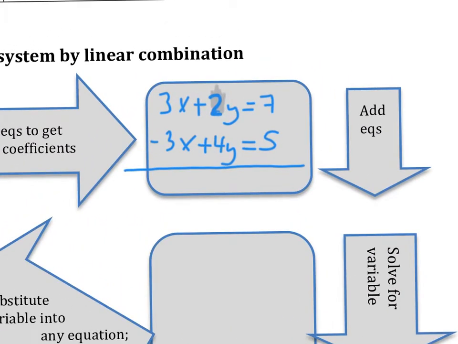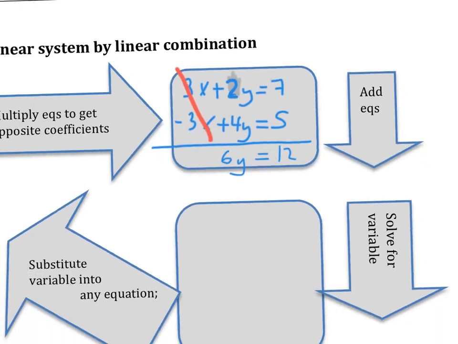So notice that 3x minus 3x is 0. Yay! Don't even pay attention to it, just cross it out. Now I combine my like terms here. Now I have 2y plus 4y is 6y. And then on the other side, I bring down the equal, and 7 plus 5 is 12. Notice this, no substituting, no solving for a variable. All we did was combine them.